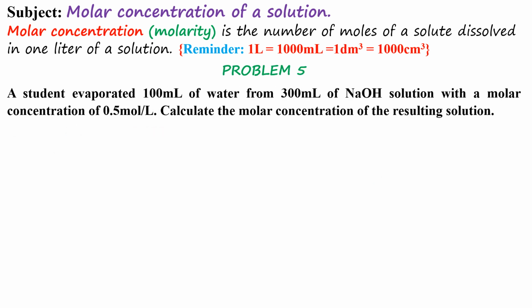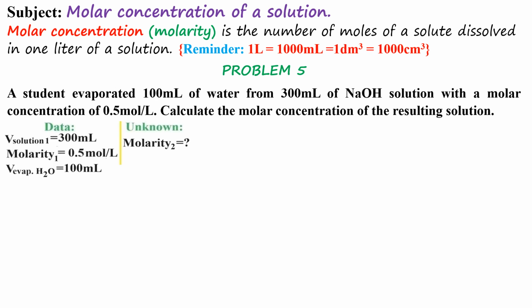Problem number 5. A student evaporated 100 milliliters of water from 300 milliliters of sodium hydroxide solution with a molar concentration of 0.5 mole per liter. Calculate the molar concentration of the resulting solution. Let's start by writing down what we know and what we need to calculate in this problem. We know already the volume of solution 1 and volume of evaporated water, and also we know the value of molarity of solution 1. We are looking for the molarity of solution 2.